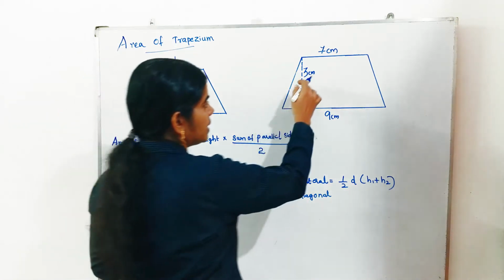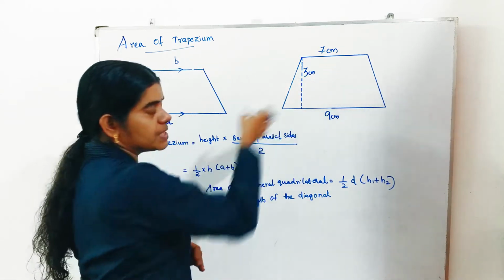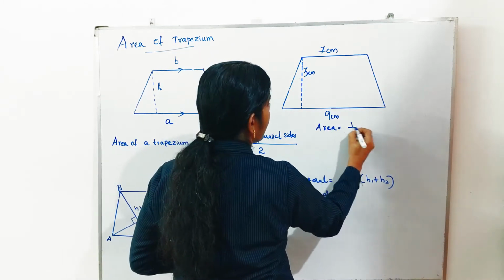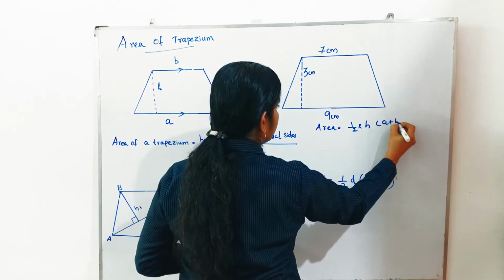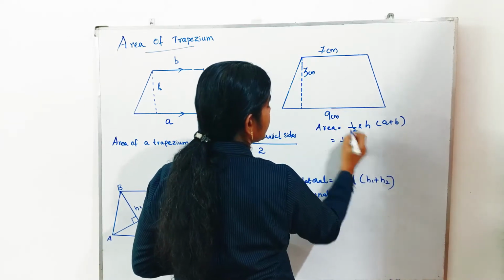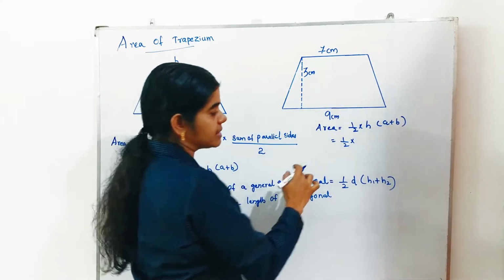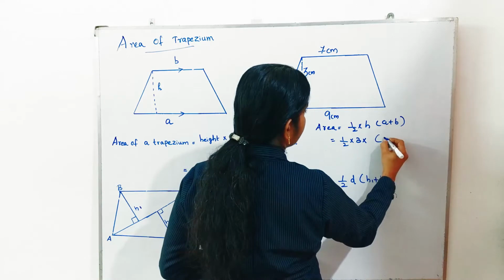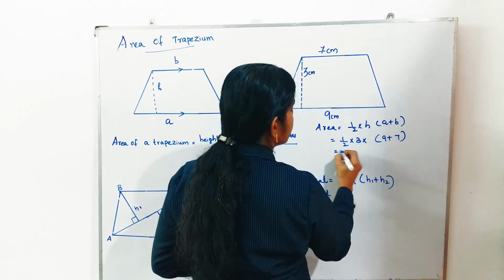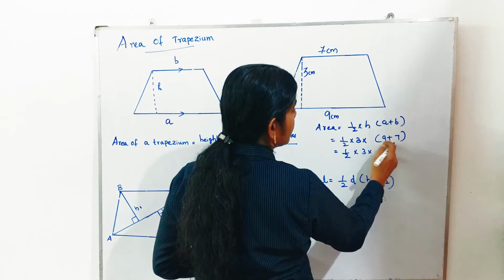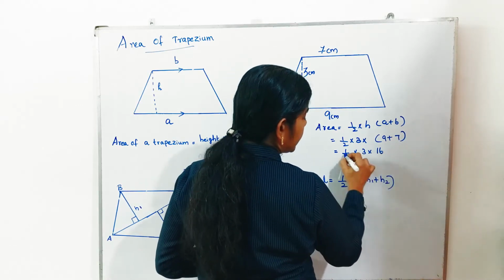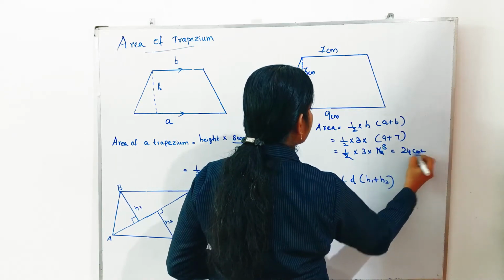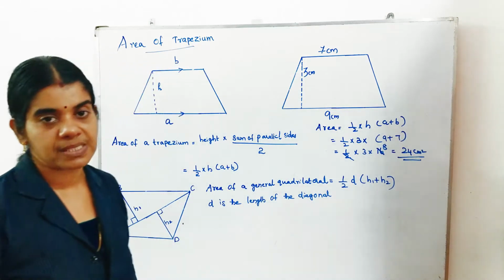For example, here you want to find the area of this trapezium. So the area is equal to, you know that, half into H into (A plus B). That is half into, here H is the distance between these two parallel sides, that is equal to 3, and 9 plus 7 will be A and B. So half into 3 into (9 plus 7), which means 16. Then we can cut this by 8. Then 24 centimeters square will be the area of that trapezium.